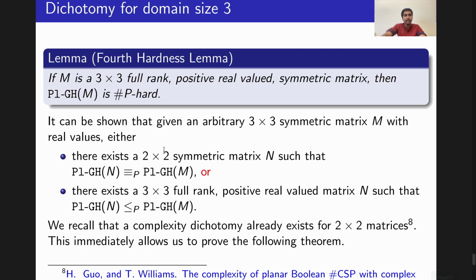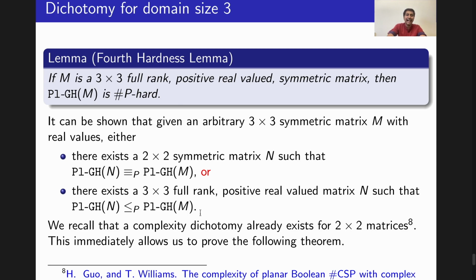We can put that all together to prove our fourth hardness lemma, which states that if M is a 3x3 full rank positive real valued symmetric matrix, then planar GH of M is sharply hard. Now we can consider an arbitrary 3x3 symmetric matrix M with real values, and we can show that one of two things must occur. There must either be a 2x2 symmetric matrix N such that planar GH of N is equivalent to planar GH of M, or there must exist a 3x3 matrix N that satisfies these conditions such that planar GH of N reduces to planar GH of M.